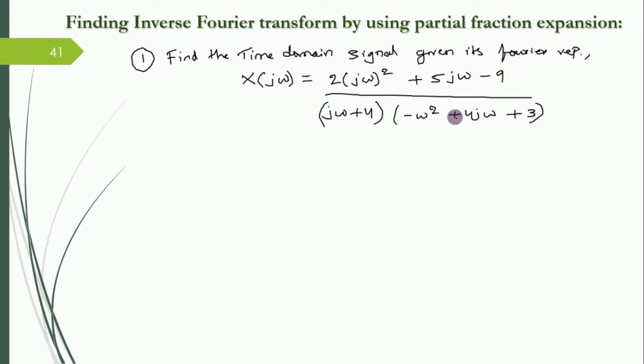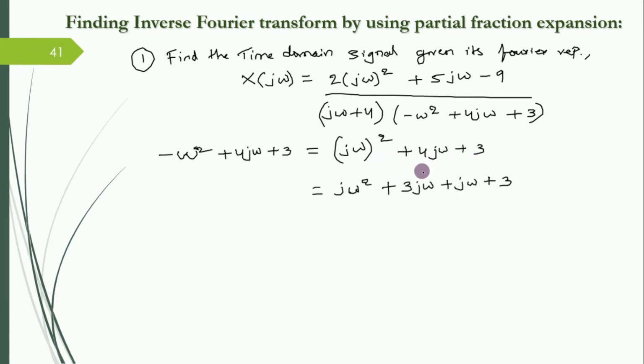If we recall the concept of partial fraction expansion, we need to have factors in the denominator. Here we have a perfect factor, but here we need to do a factorization process in order to extract the factors. So I extract this minus, I can write it as j square, and j square is nothing but minus 1. So I take it in the square bracket: (j omega) whole square plus, the rest everything as it is, 4 j omega plus 3.